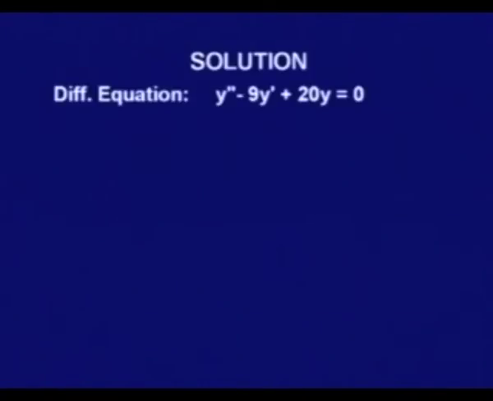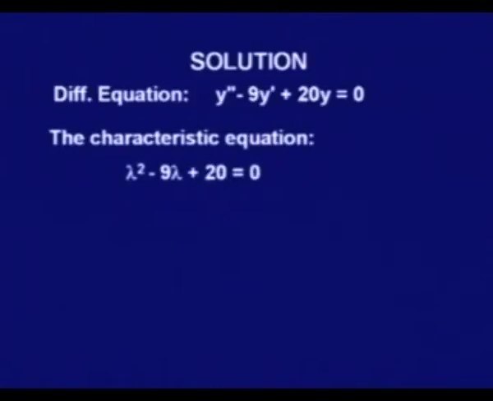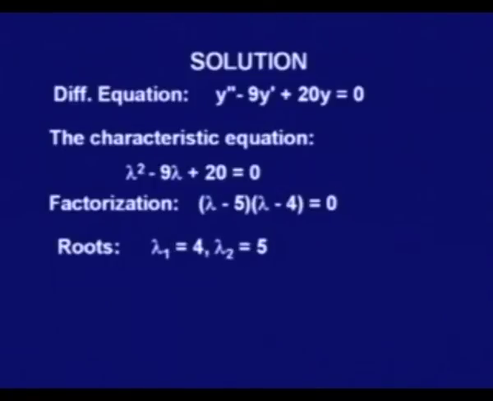So, the corresponding characteristic equation would be lambda square minus 9 lambda plus 20 is equal to 0. To find its roots, we will just do the factorization here. Factorization gives me (lambda minus 5)(lambda minus 4) is equal to 0. Thus, roots are 4 and 5, they are real and distinct. So, this is the first case. What will be the general solution?